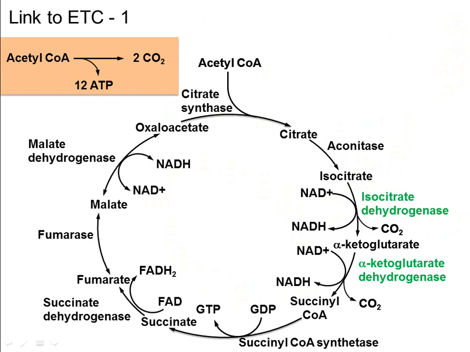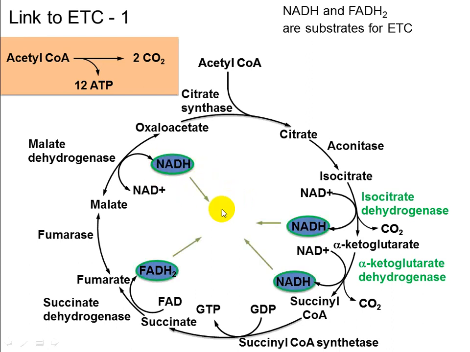TCA cycle plays a central role in metabolism. It is connected to many metabolic pathways. Here are some examples. The first connection is TCA cycle is linked to electron transport chains. The high-energy compound generated from the TCA cycle are funneled into electron transport chains, and they are the substrate for ETC.